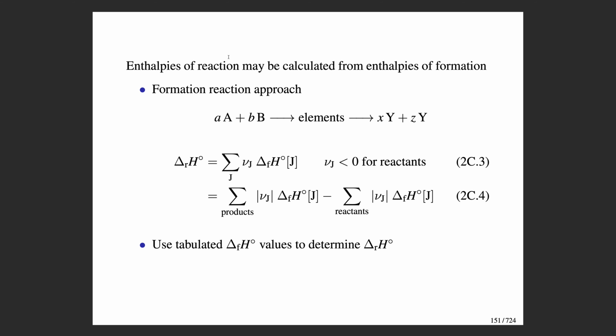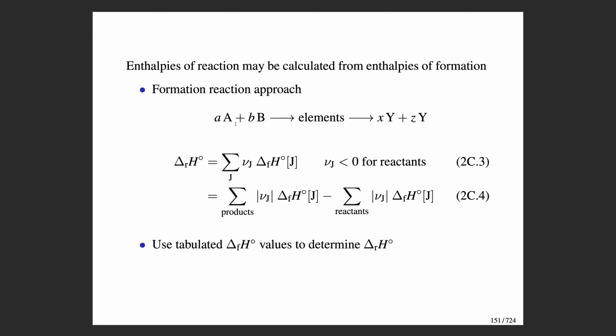This is beneficial because it's way easier to make tables on individual compounds than it is to make tables on reactions, because there are many, many more reactions than there are compounds. And so if we could focus on just tabulating data for individual compounds, it's going to be a lot easier for us. And so that's what we do. Here's how you make use of the enthalpies of formation in order to calculate enthalpies of reaction.